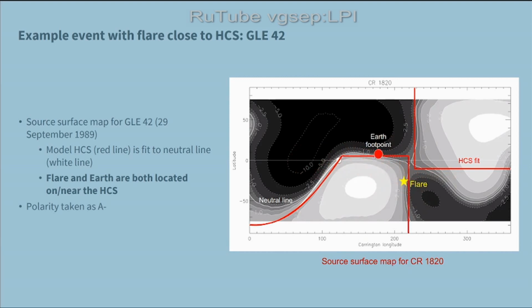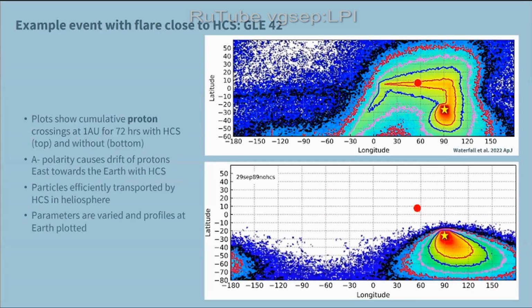And because we approximate this as an A-, we're expecting drift towards the east, up and towards the Earth's footpoint. So some results. We inject 3 million protons instantaneously and allow them to do their thing for 72 hours. And then we map the cumulative proton crossings at 1 AU. This top map is with the current sheet, and this bottom map is without the current sheet. You can see in this top map, from the injection point, we get a lot of drift very efficiently up and over towards the Earth's footpoint.